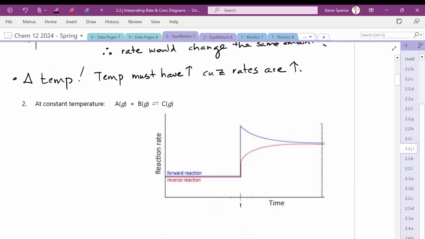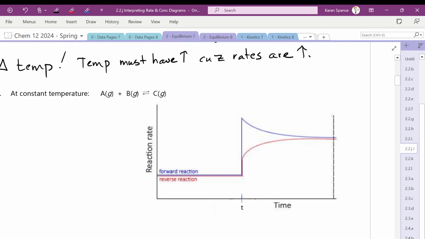Oh, look, it says at constant temperature. So it can't be a change in temperature. What happened at time t? Pressure. Is it a change in concentration?